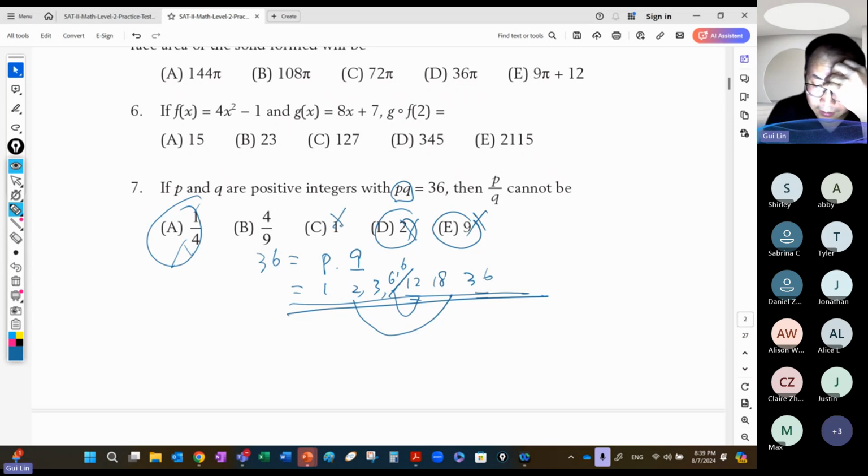1 over 6. We missed something. 4 over 9. 4 times 9. We missed 4 and 9, right? 1, 2, 3, 4, 6, 6. So 4 over 9 is potential. 1 over 4 is also potential, because 1 and 4 are here. So it looks like this one is not potential. That's because of the duplicate 6, but we can only use one of them. Right? Is it correct?